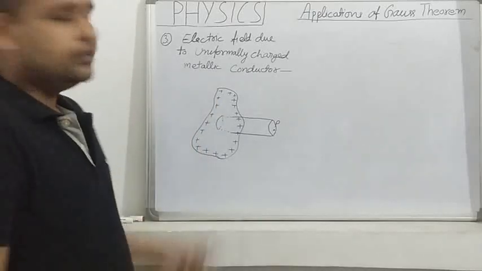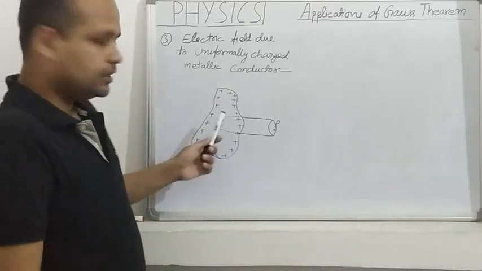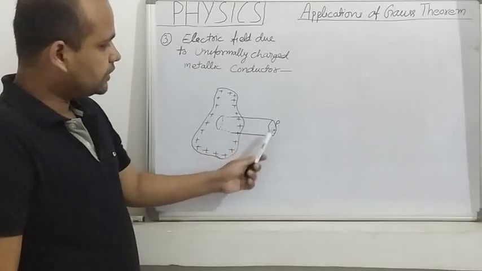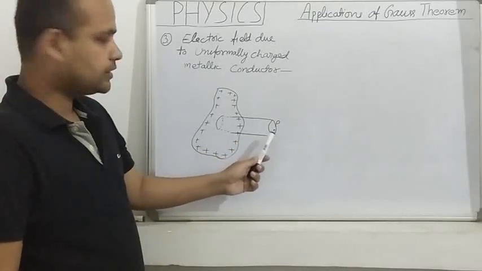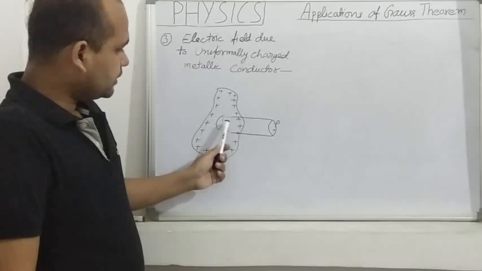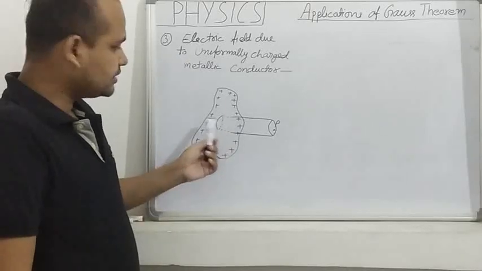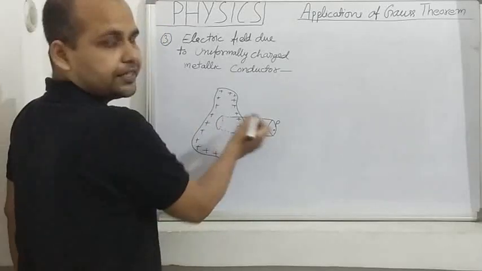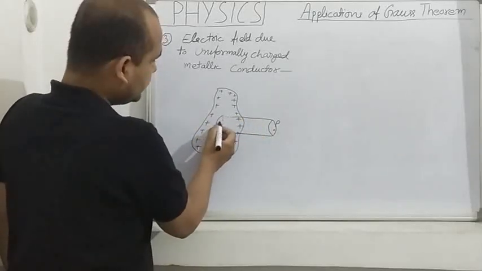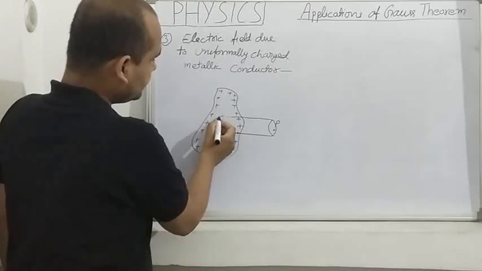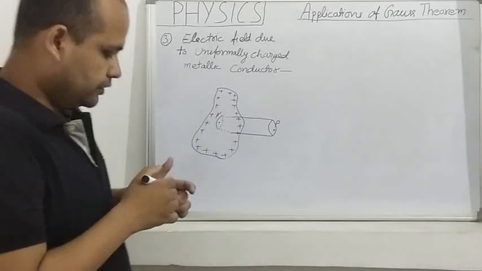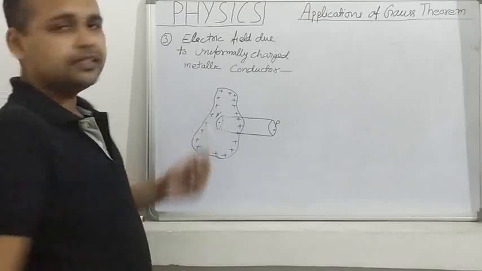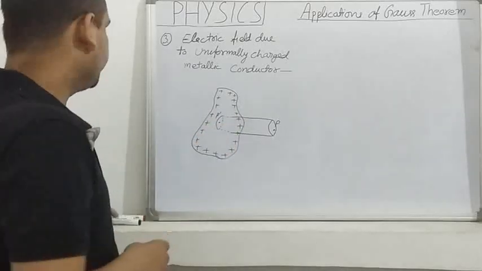lying inside the metallic conductor. Is that clear? One end of the cylinder is outside the metallic conductor and the other end of this cylinder is inside the metallic conductor. So due to symmetry we can say there will be another point P dash where the electric field will exist. But will it really exist? That we will talk just now.